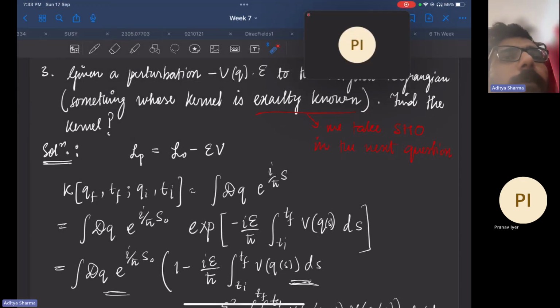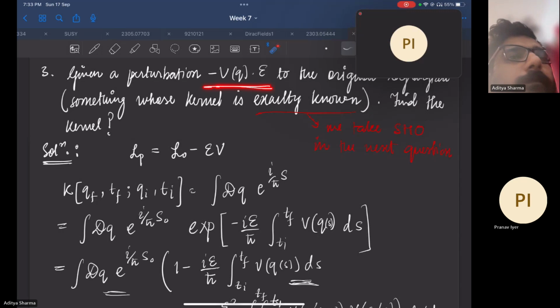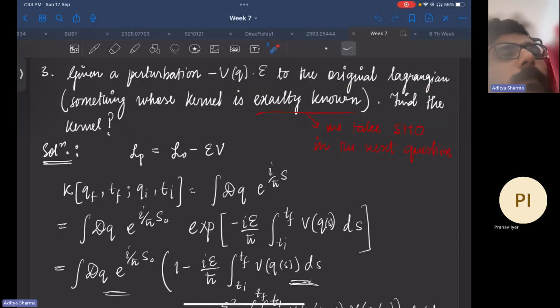Suppose you have been given a perturbation of this kind. This is a perturbation to the original Lagrangian whose kernel we know. For example, we will take simple harmonic motion in the next question. So the perturbed Lagrangian is something like L naught minus epsilon V. This L naught you know how to solve; it may be SHM or a free particle, whatever it might be, for which the kernel you know.